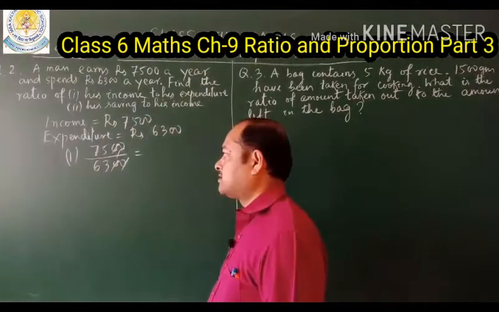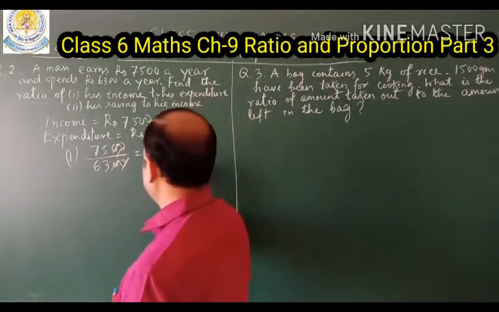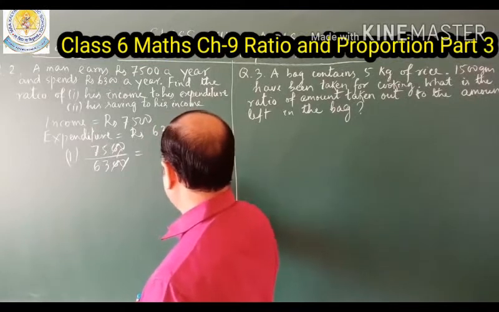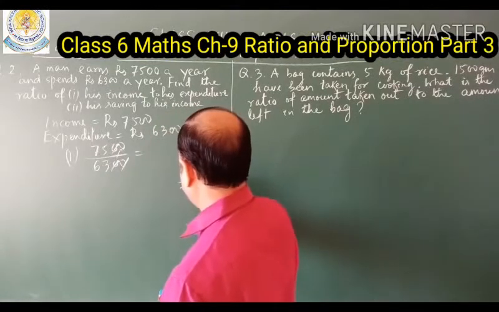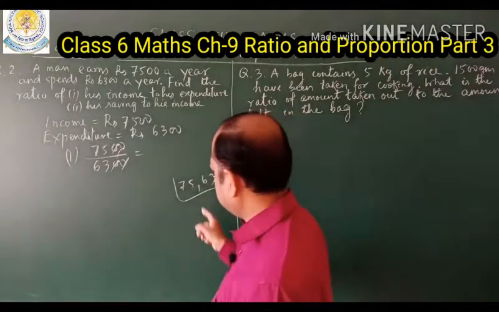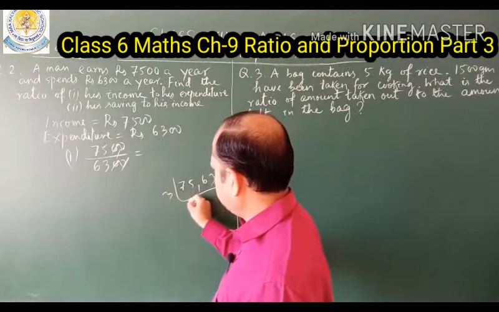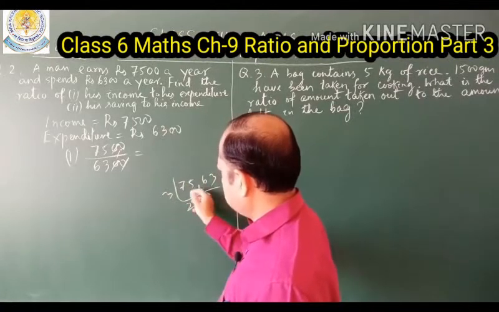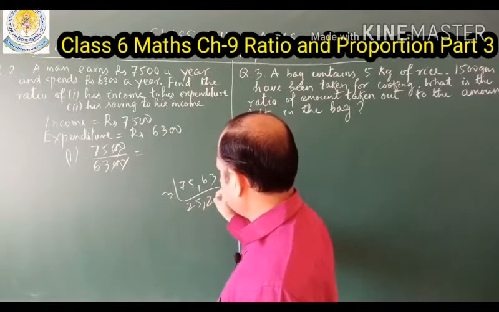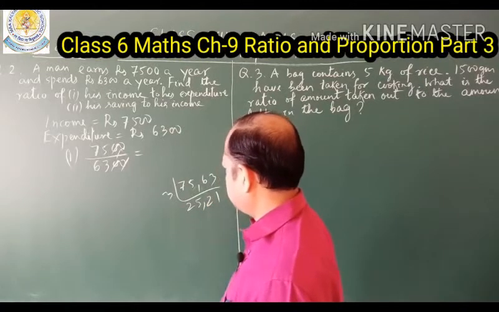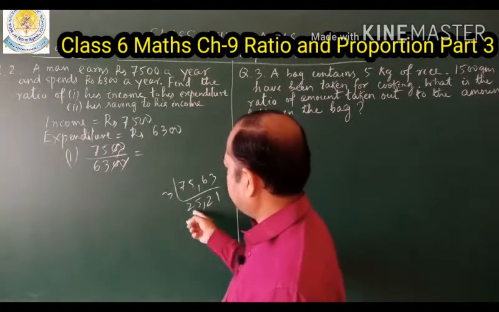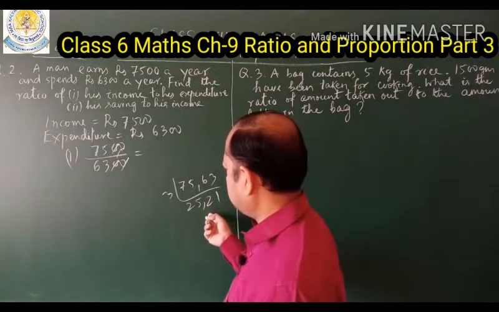And what is the HCF of 75 and 63? We have to find out the HCF of 75 and 63. Both the numbers are divisible by 3. 3 twos are 6, 3 fives are 15, 3 twos are 6, 3 ones are 3. So 25 here and 21 here. Again it is not divisible by any number.